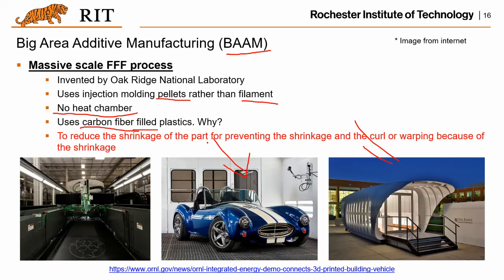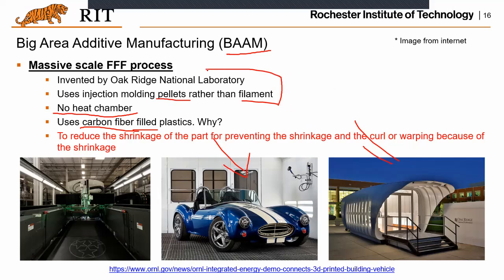So it also takes the plastic pellets rather than the filaments, and it also utilizes the carbon fiber fillings to prevent the shrinkage and to improve the strength of the prints. And I would say this kind of printing process, the BAM, is close to the real applications, because you're printing some big part instead of those small prototypings.